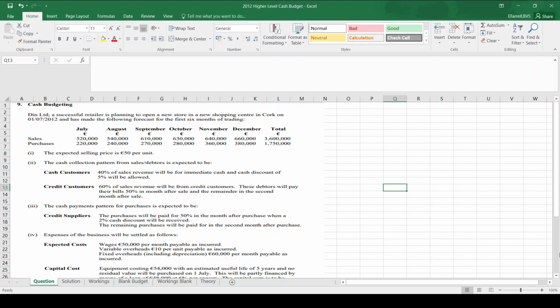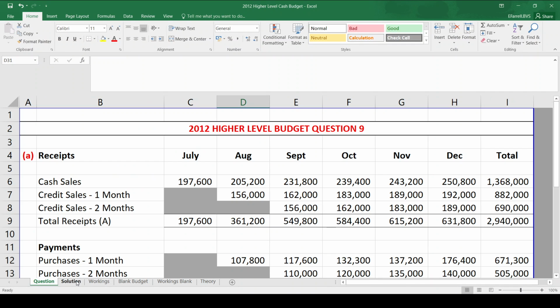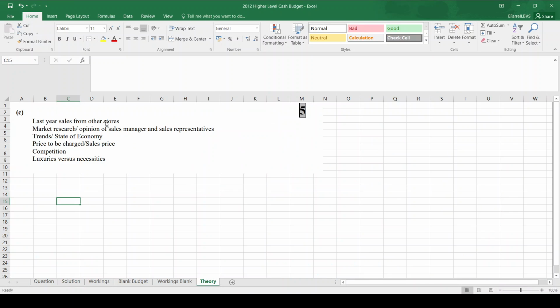And then the last thing on the question is, what factors should be taken into account by DIN Limited in arriving at the expected sales of 3.6 million? So what should I do to try and arrive at the expected sales? They should check last year's sales from other stores, because they weren't set up last year, but you can have a look at other company stores' sales from last year. Do a bit of market research, get the opinion of the sales manager or sales reps on the ground. They might have a good idea.